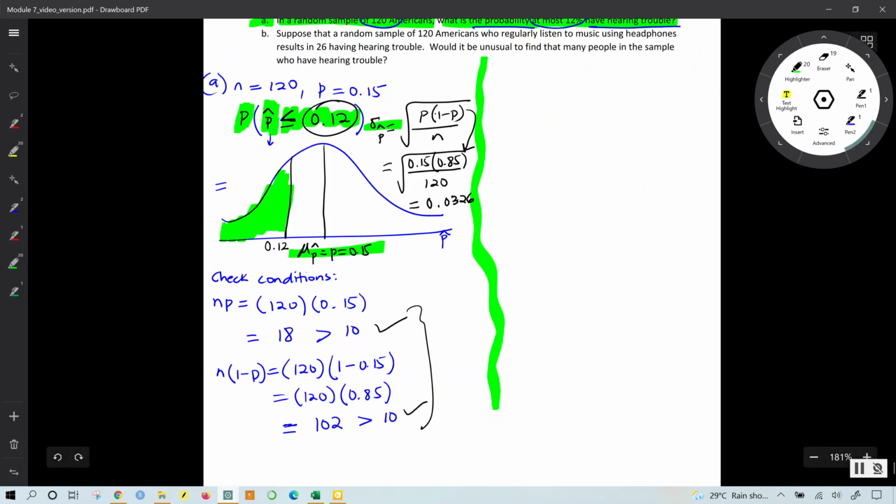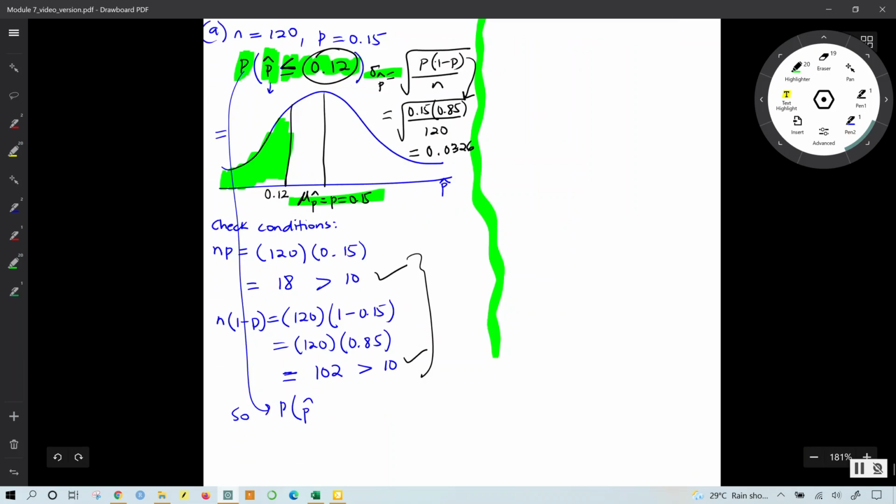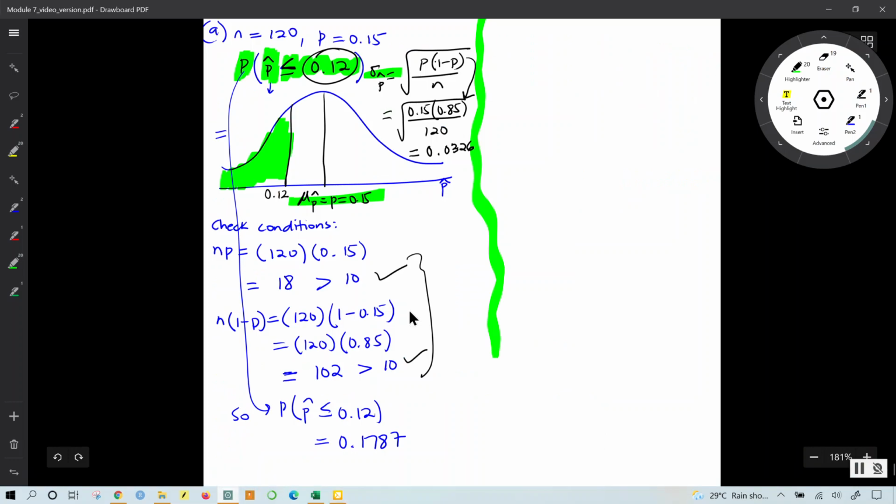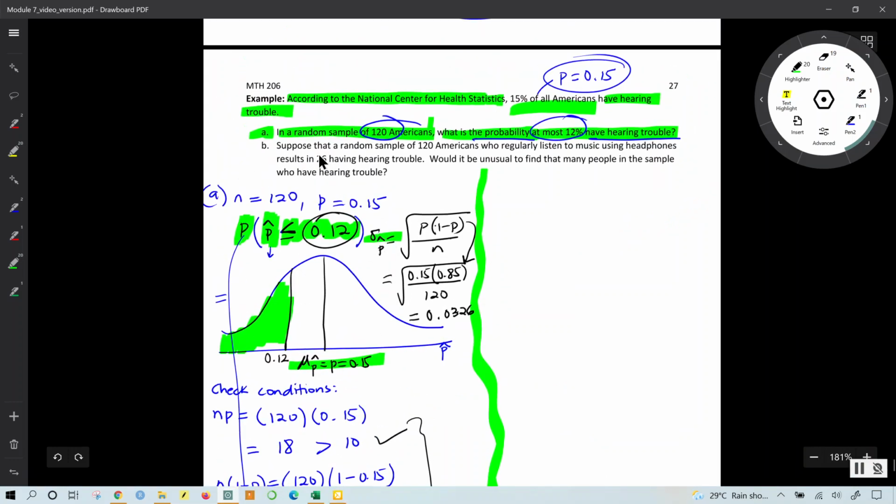So the probability of p-hat less than or equal to 0.12 is 0.1787, according to the answer we just computed. With that said, let's go to part B of the question.